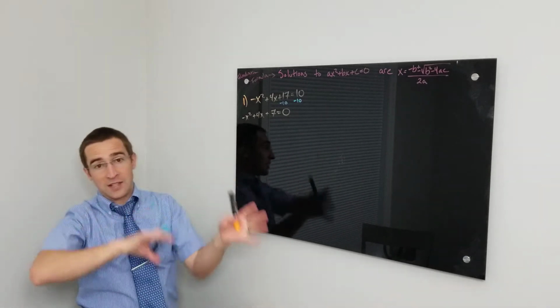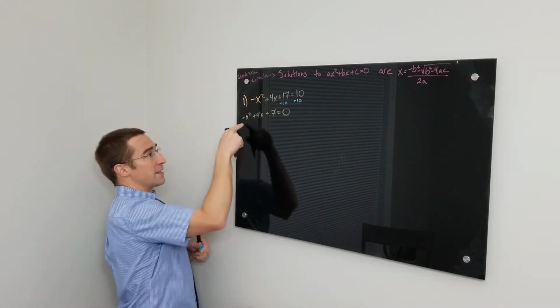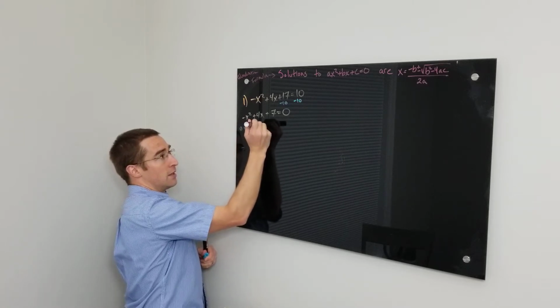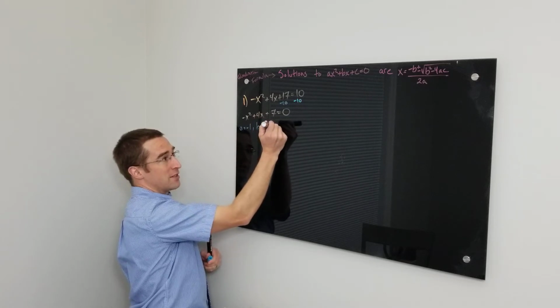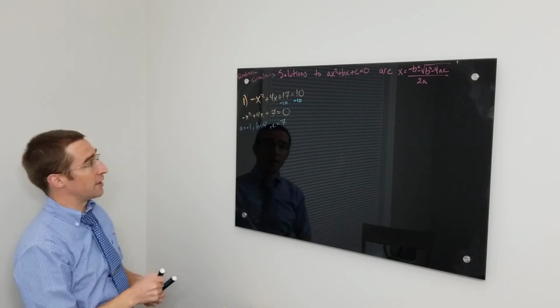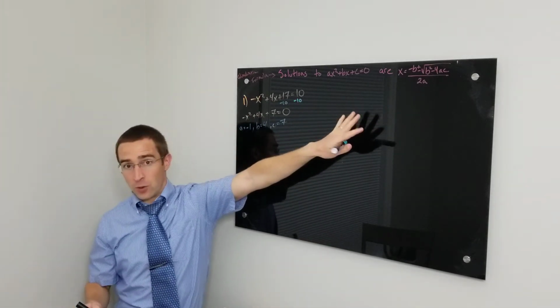Okay, cool. So we've got it equal to 0. Now we're going to identify what a, b, and c are so we can put them in the quadratic formula. Here it's a negative x squared, so a equals negative 1. It's 4x, so b equals 4. And then it's got a plus 7, so c equals 7. So now we're going to take negative 1, 4, and 7 and put them into the quadratic formula.